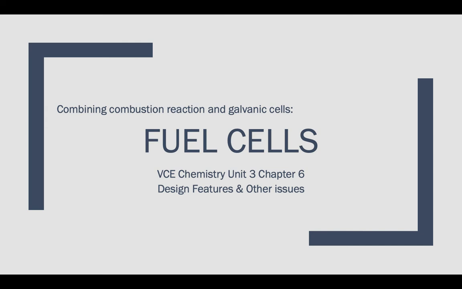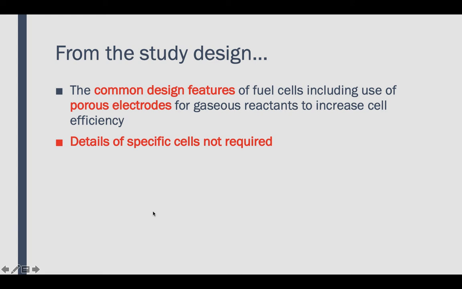Unit 3, Chapter 6. This is the last chapter of Area of Study 1 in Unit 3. We will look at some of the design features of fuel cells, including the use of porous electrodes for gaseous reactants, because that's quite common for fuel cells. Although the details of specific cells are not required, we will still look at 3 types of hydrogen fuel cells just for comparison and to know better the commonalities of all fuel cells.